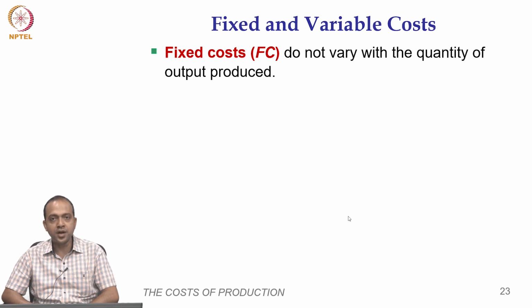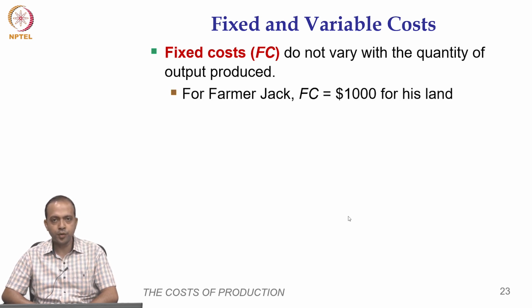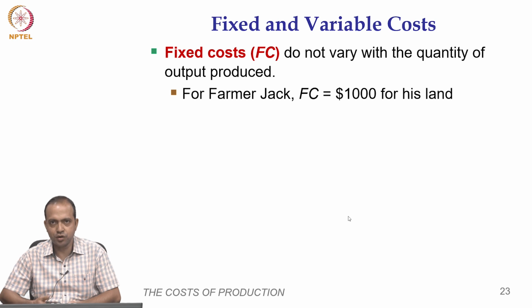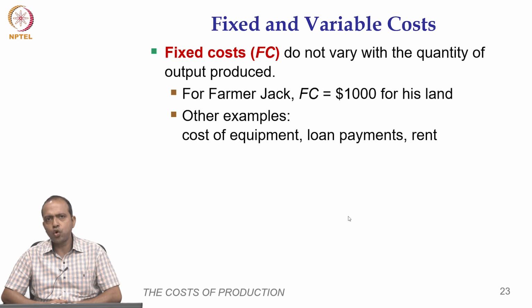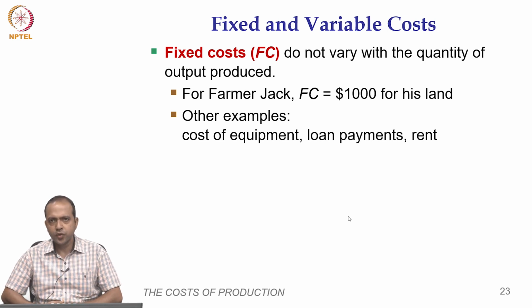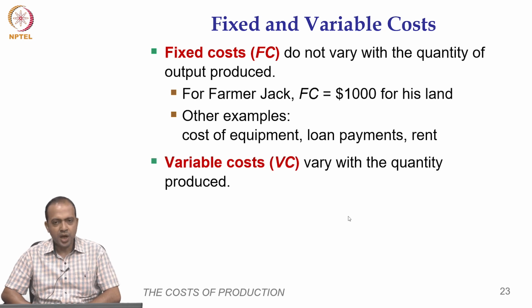Fixed cost means it does not vary. Fixed costs do not vary with the quantity of output produced. So, for farmer Jack it is $1,000 irrespective of his production of wheat. And as another example, we can take the cost of equipment. If you buy or hire equipment, even if you do not produce, you must pay the rent. Even if you do not produce anything, you must pay for the loan that you have taken from the bank. And variable cost actually varies with the amount of output.